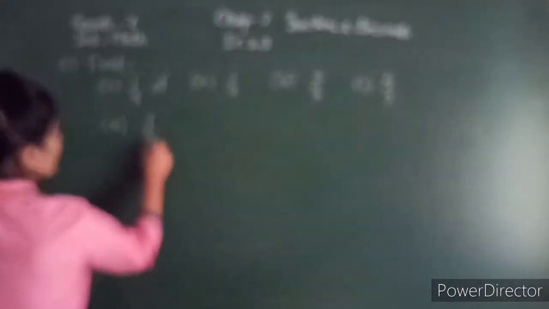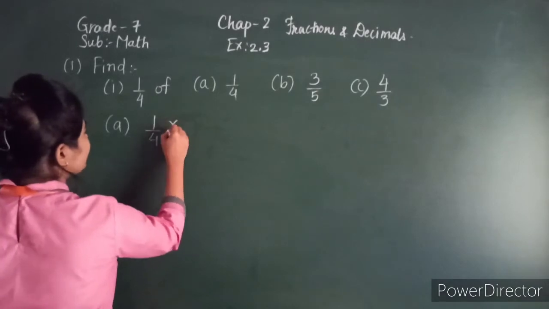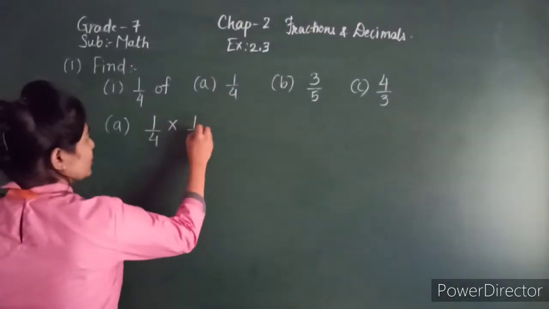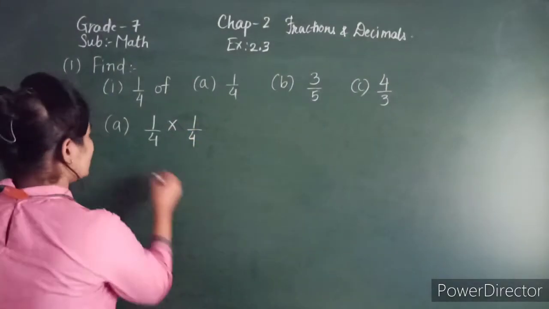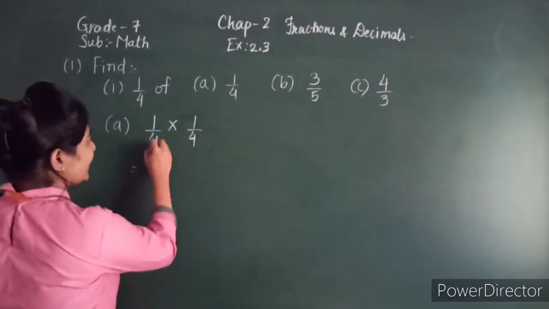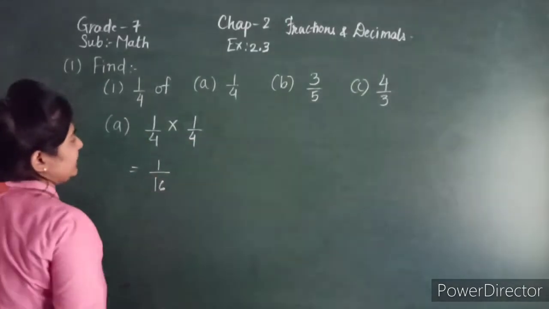So 1 upon 4, here 'of' means we have to put multiply in between both the numbers. So it is 1 by 4 into 1 upon 4. So here 1 ones are 1 and 4 fours are 16.